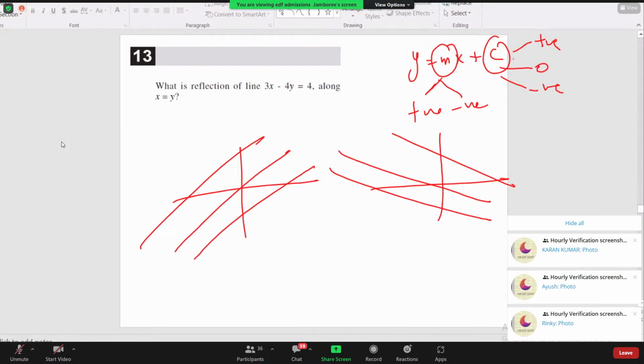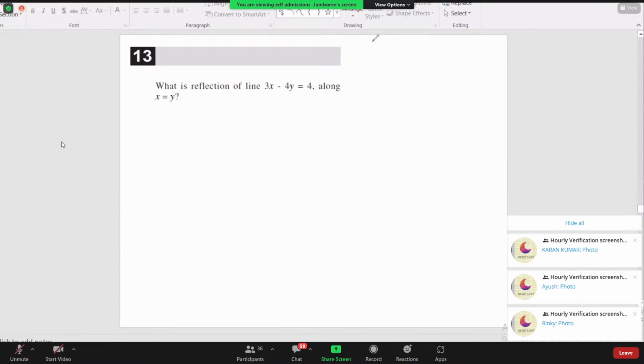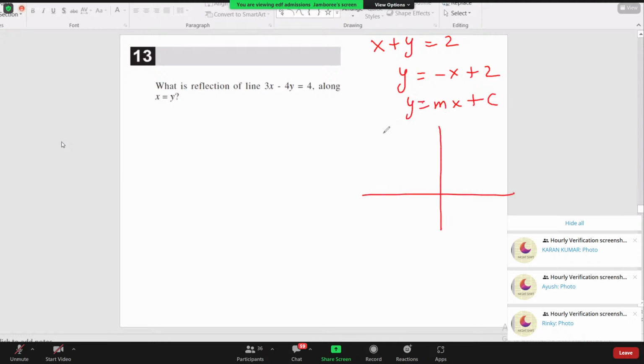Now, as discussed, if it is about the line x plus y is equals to 2, this should be written as y is equals to minus x plus 2. So upon comparing it with y is equals to mx plus c, we get to know negative slope with positive y-intercept. So this should be the line. And whatever the question will be based on it, you can answer the question asked.